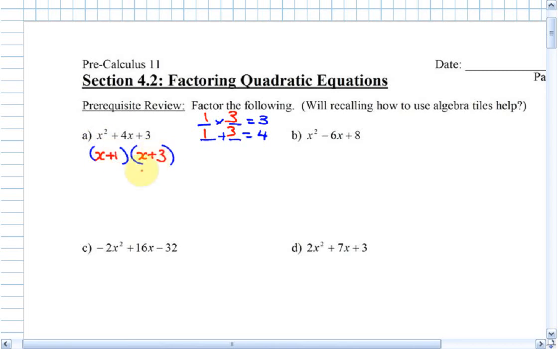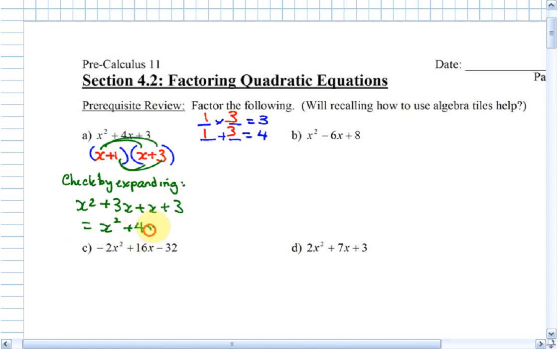Done. Okay? By the way, if you ever want to check to make sure you're correct, you can always check by expanding. And I'm just going to show you quickly right now. If I were to take that factored form now and take x times x, you get x squared. X times 3 gives us 3x. 1 times x gives you x. And then 1 times 3 gives you 3. Don't forget, if you simplify, you'll get this. And that's the same as above, so you're good. Okay? All right, you try B.